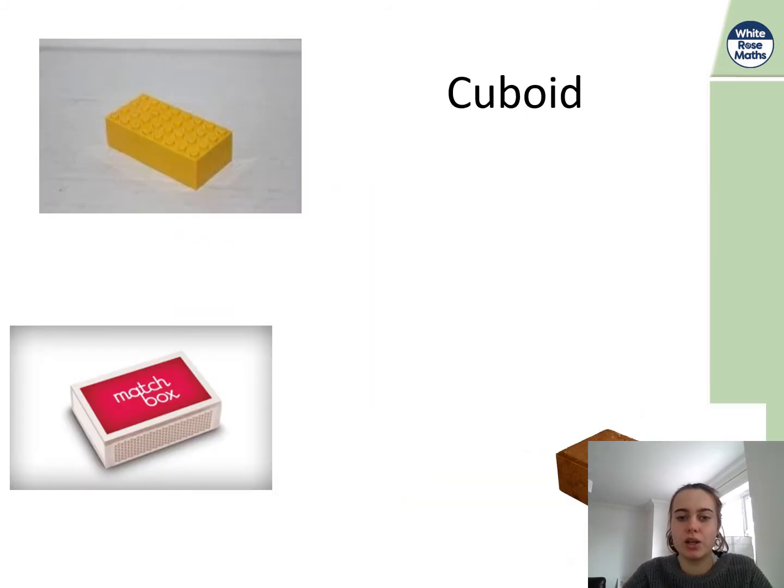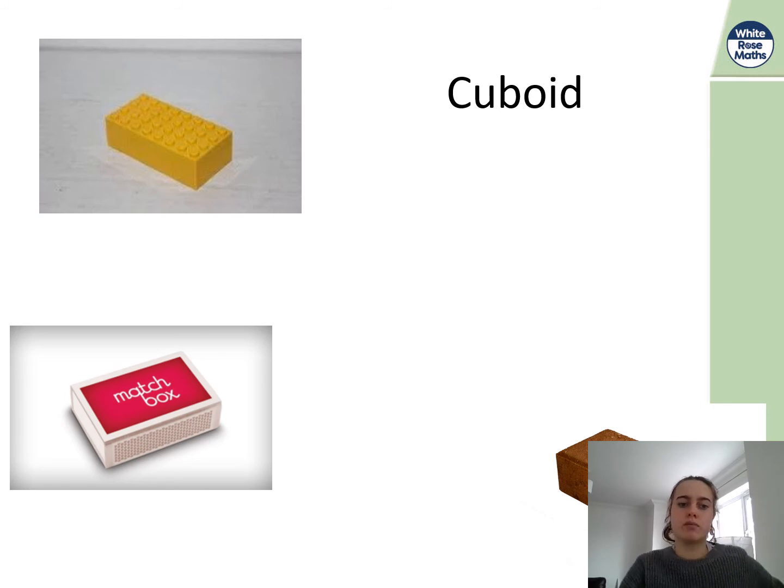Here we've got a cuboid 3D shape. Now this is a 3D shape that only has straight edges. There's no curves on it, no circles on it. There's not even any triangles on it. We've only got squares and rectangles on a cuboid.